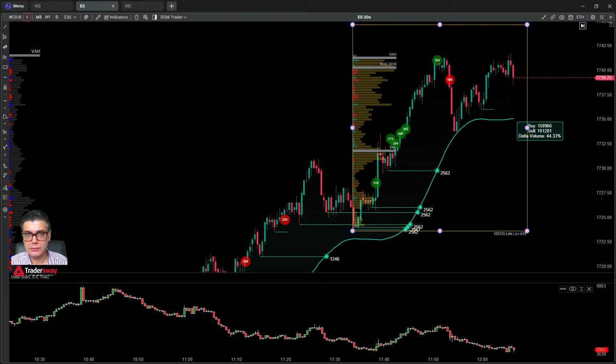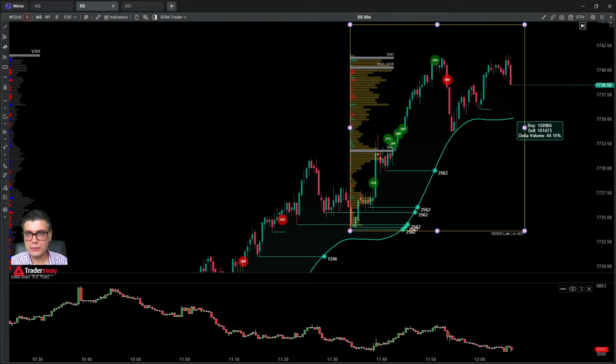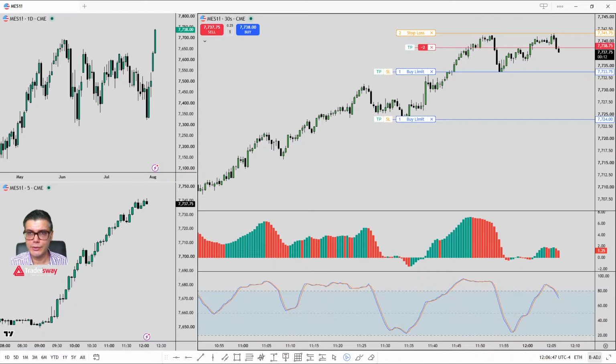Check. Okay, point of control has shifted to the higher. I added one more short position, but this time 2 micro contracts, move the stop above there. Only because the POC shifted higher, still we have equal highs. Let's go to order flow.